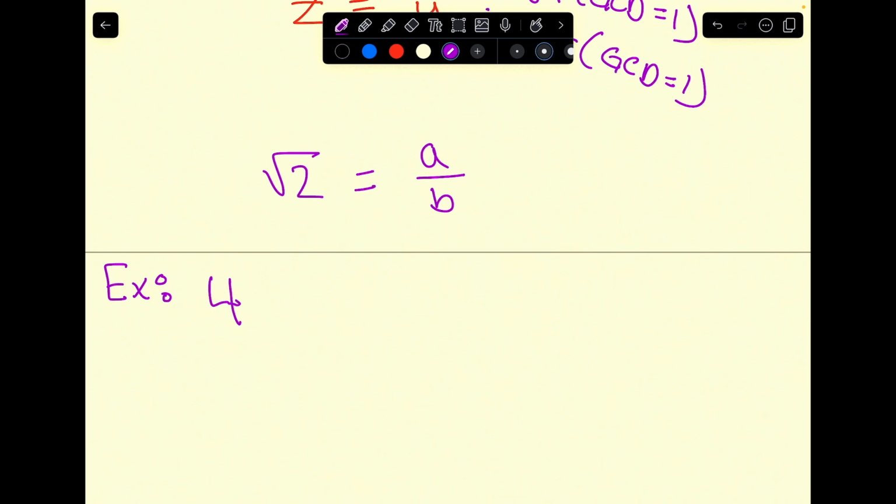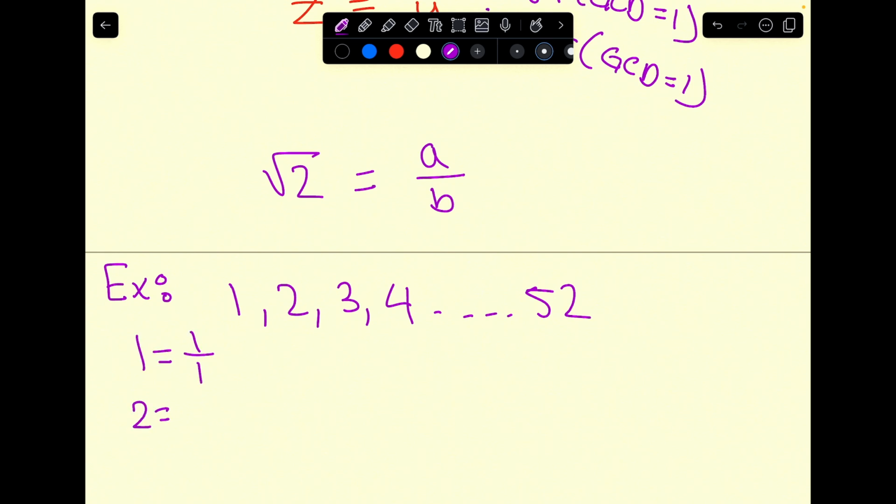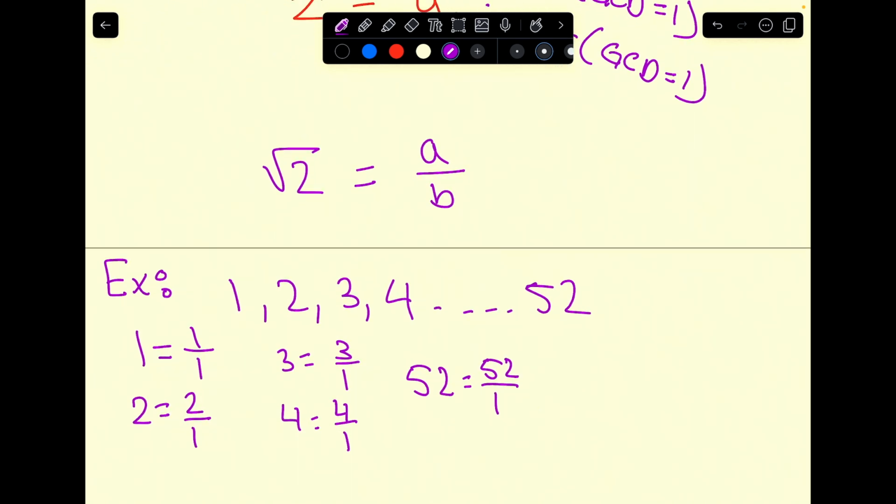We know that whole numbers are rational numbers. So let's look at 1, 2, 3, 4, 52, etc. 1 can be written as 1 over 1 as a fraction, 2 as 2 over 1, 3 as 3 over 1, 4 as 4 over 1, 52 as 52 over 1. All these rational numbers can be written as fractions, and all of their numerators and denominators are integers. If you were to try and simplify any of these fractions, you really couldn't. They're in their simplest form, meaning that you can't divide both of these numbers by anything other than 1.